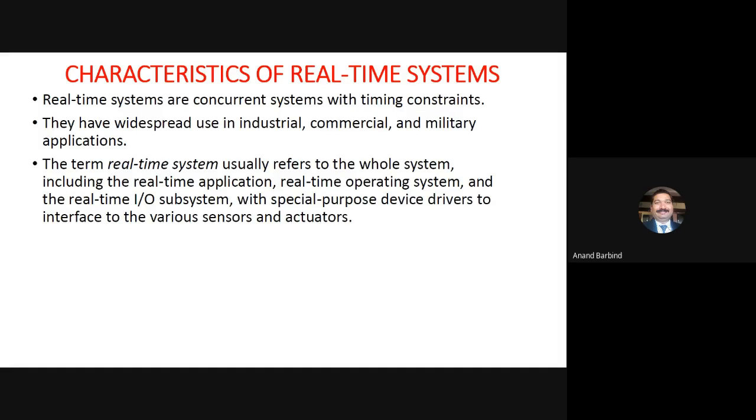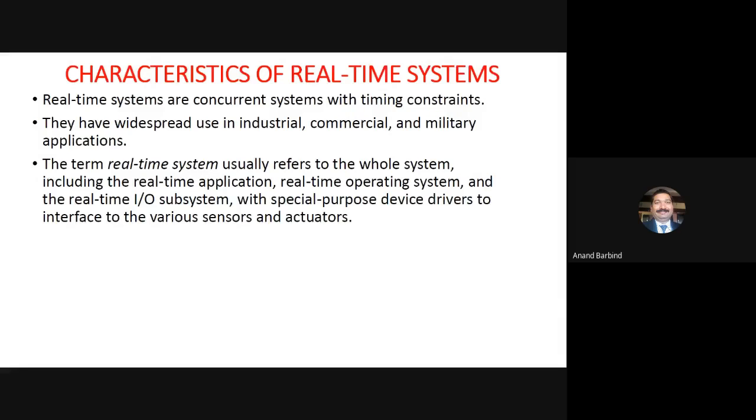Okay, so the real-time systems are the concurrent systems with timing constraints. There are strict timing constraints on the real-time system. In the user interaction, the response from the system should of course be correct, but there is a time limit as to what the response time for that particular system is.